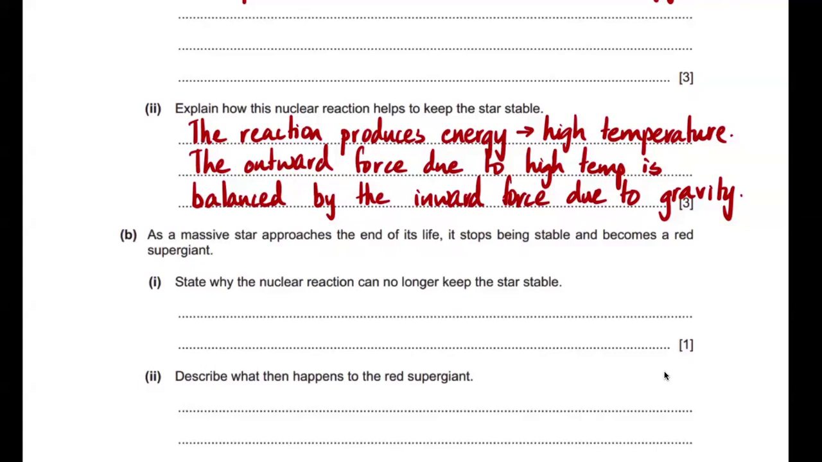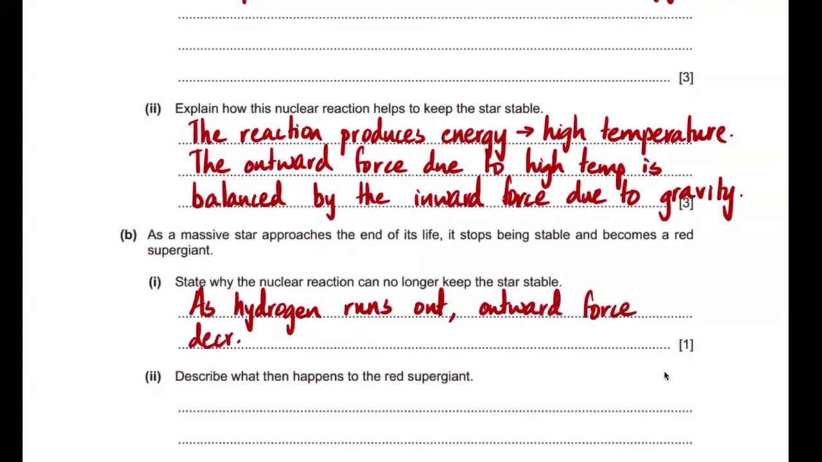As a massive star approaches the end of its life, it stops being stable and becomes a red supergiant. State why the nuclear reaction can no longer keep the star stable. So stability is in terms of the balance between these two forces. So you know that as hydrogen runs out, the outward force decreases. So they're no longer balanced.